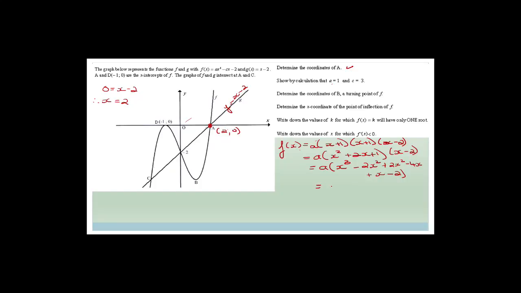So therefore we've got a x cubed. Minus 2x plus 2x cancels. Minus 4x plus x is minus 3x, minus 2. And do you see that the last term is minus 2? And on the equation they gave us, it is also minus 2. Therefore, in this case, a is equal to 1. Therefore, we can say that f of x is equal to x cubed minus 3x minus 2. And it's pretty obvious that a equals 1 and c is equal to 3. Ta-da!